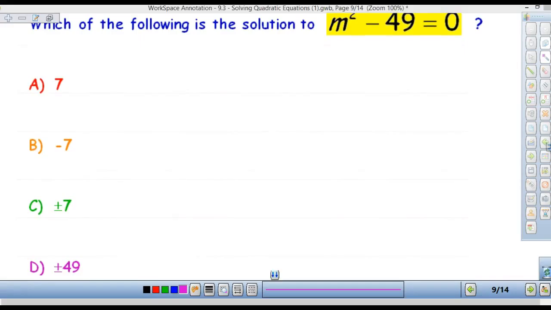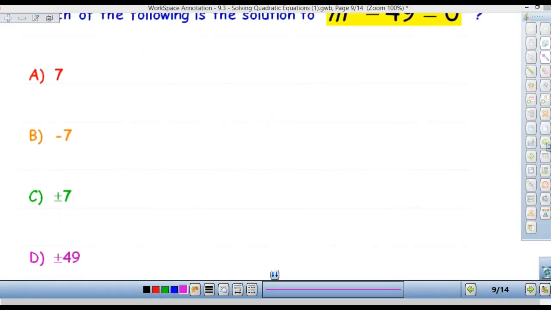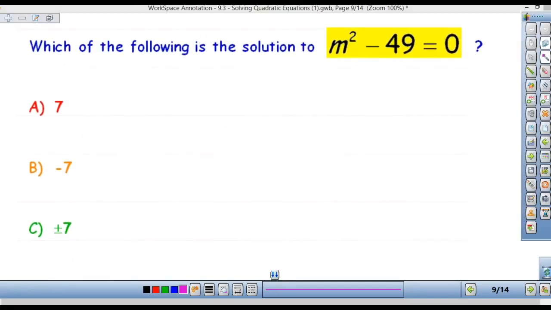Okay, so far so good. Do this one. Don't yell out the answer.